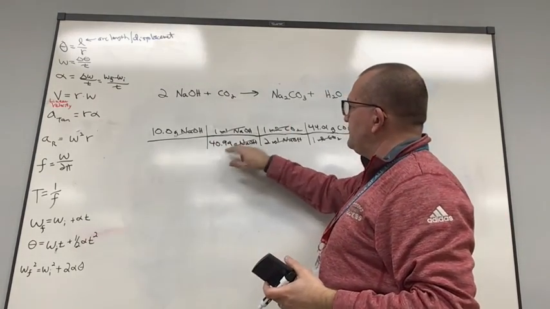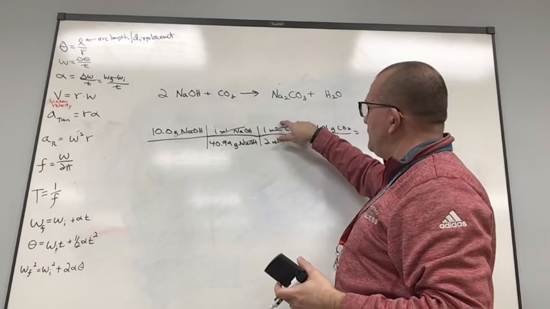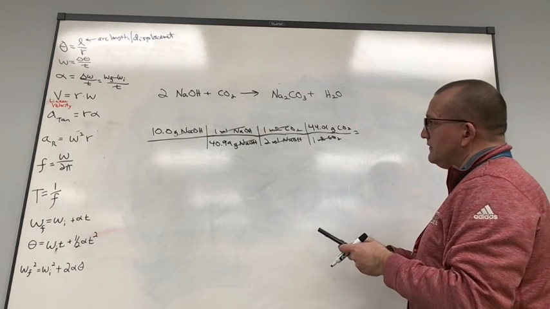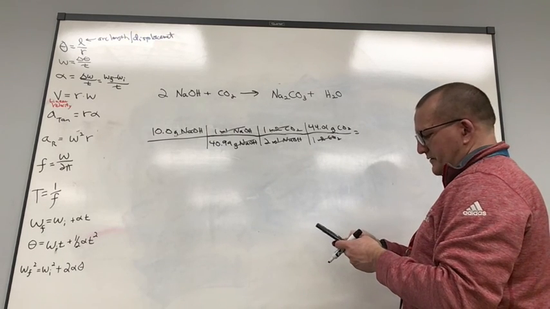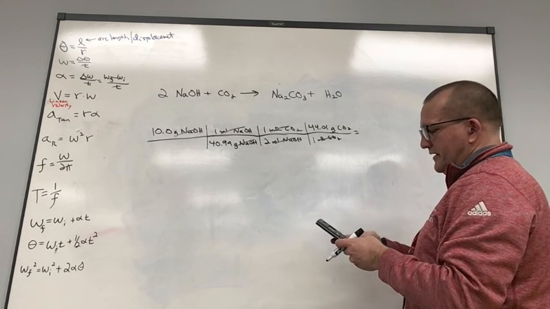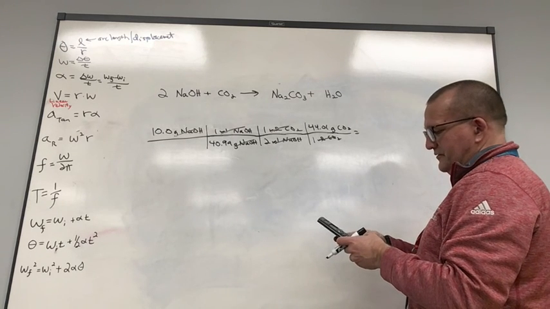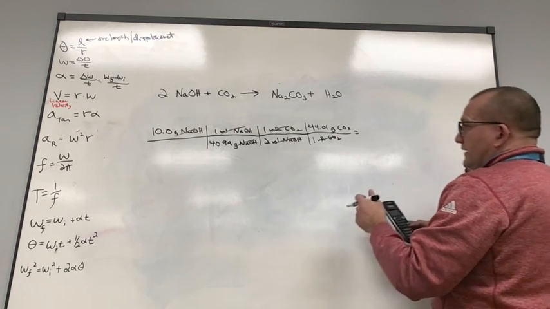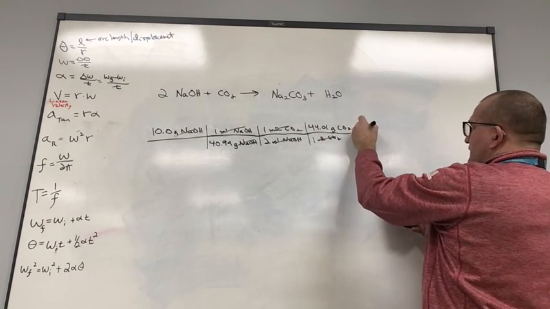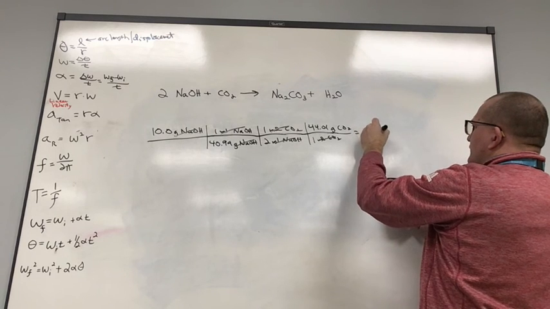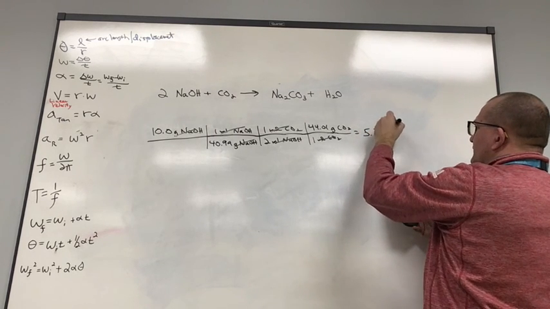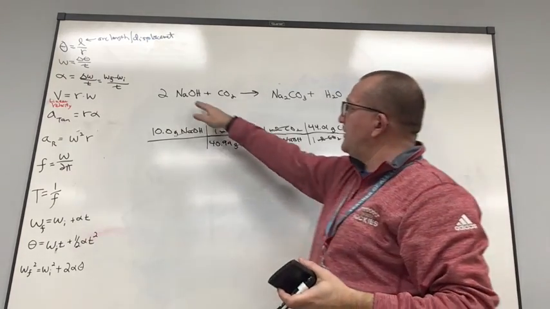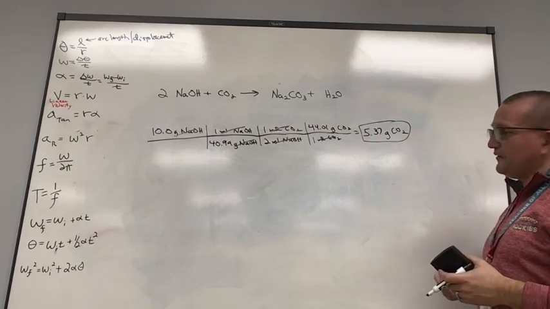Divide by molar mass, mole ratio of where we start to where we're going, and then we multiply by the molar mass of where we're going. So 10 divided by 40.99, hit equal. Divided by 2, hit equal. Multiply by 44.01. And I want 3 sig figs. I get 5.37 grams of CO2. So if I have 10 grams of sodium hydroxide, I need 5.37 grams of CO2 to get this done.